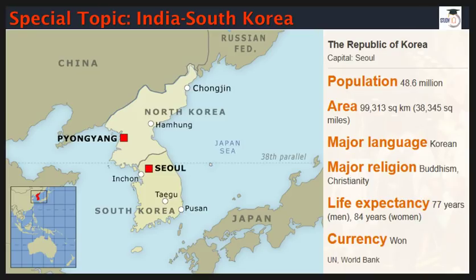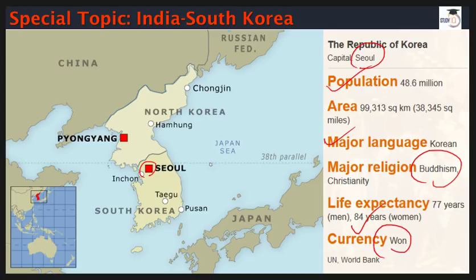Now, let me start with a brief profile of this country called South Korea, the Republic of Korea. This is the official name of this country. Capital is Seoul, as you can see here. The population is roughly 48.6 or 50 million people. Major language is Korean. Buddhism is a sort of thread that is connecting both India and South Korea. Life expectancy, particularly of women, is 84 years, and currency is won.